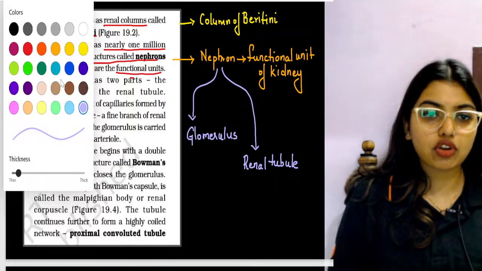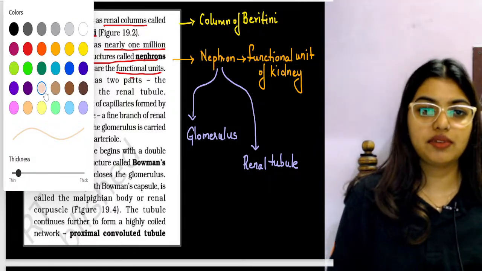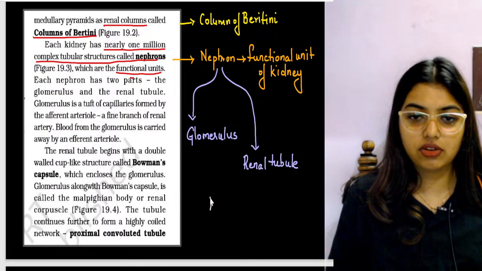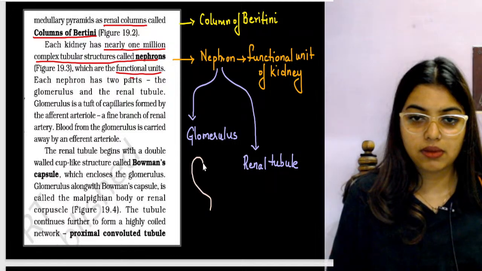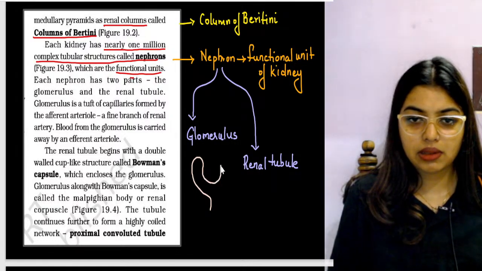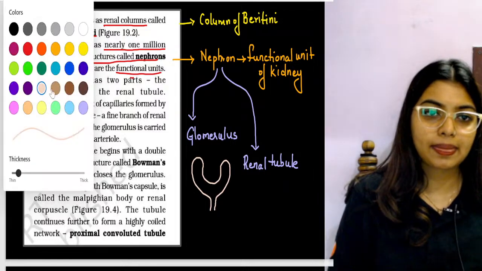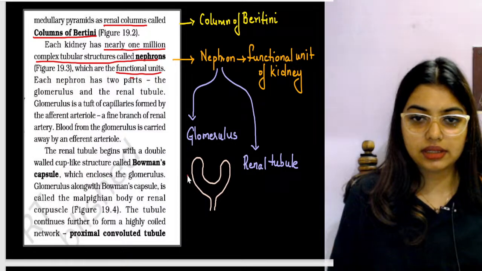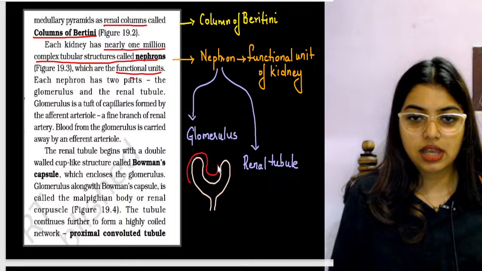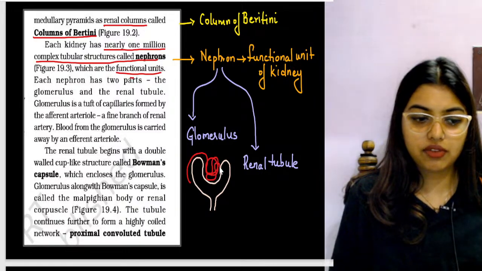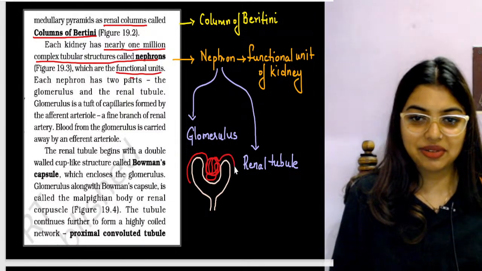So if I have to draw the glomerulus, I'm a very big artist, so I will draw. Okay, here you go. Blood is this. This is your glomerulus. A network of capillaries.